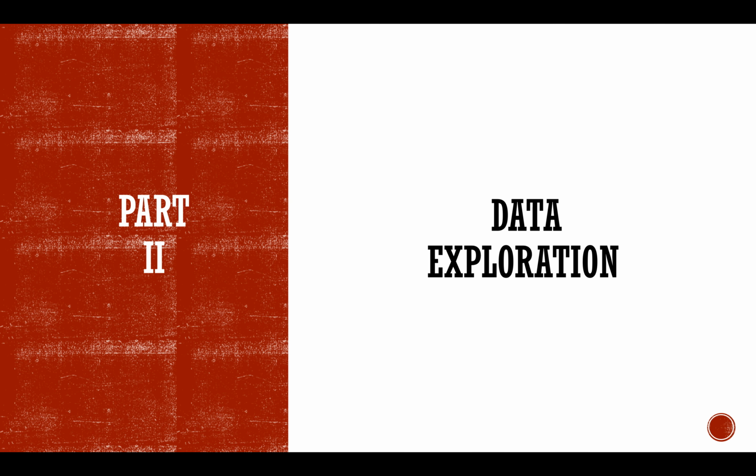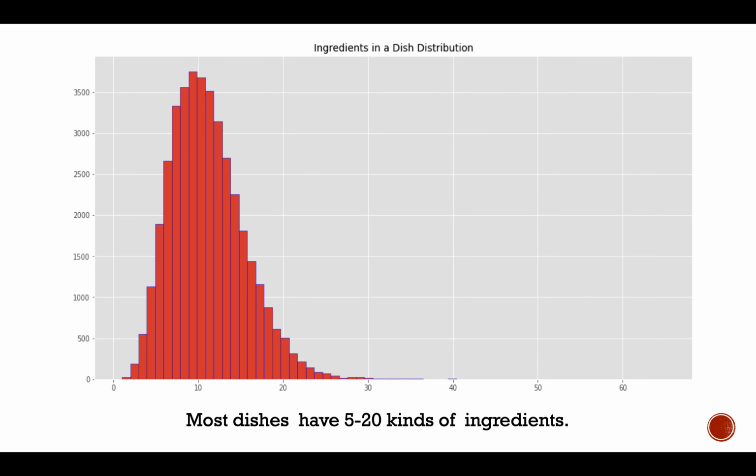The second part is about data exploration. When we get the datasets, the first thing we should do is to know our datasets well, so we can use visualization methods to explore the data and find some useful patterns. First, we draw a distribution histogram of the number of ingredients in a dish, as below, and we can easily find that most dishes have 5 to 20 ingredients.